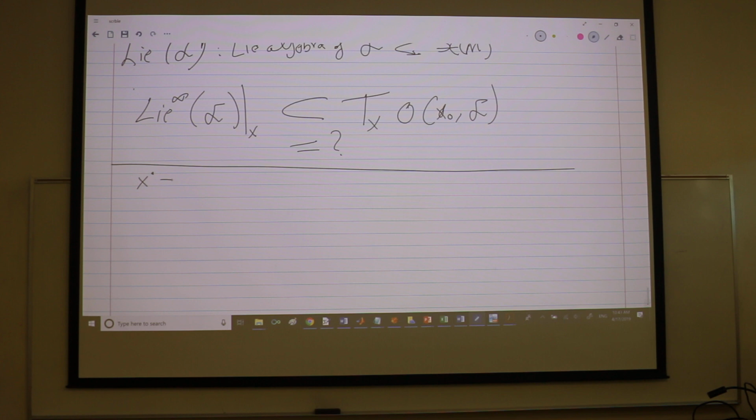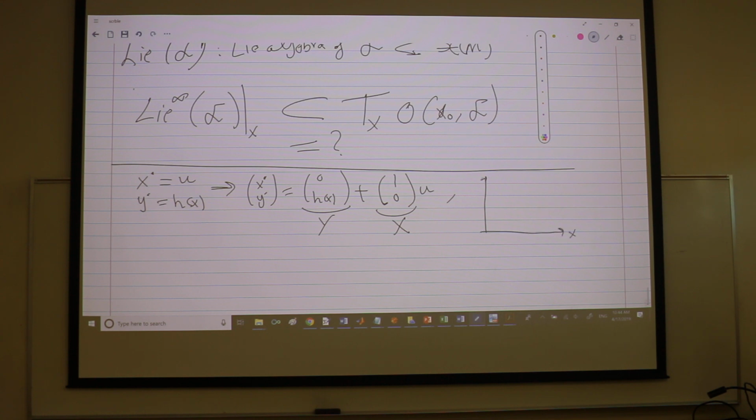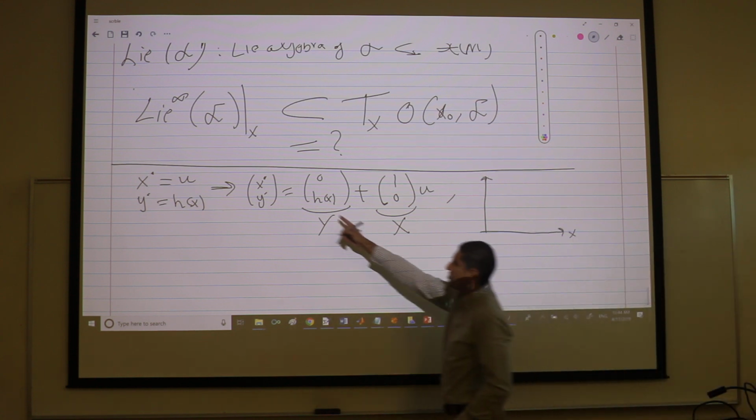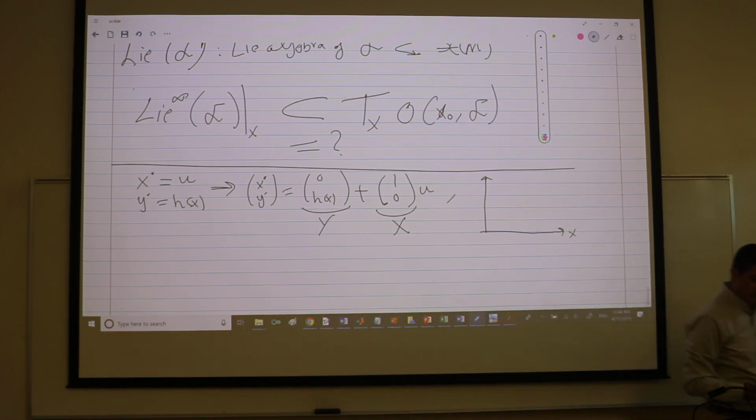Consider this differential equation. x dot equals 0, u is a control. y dot equals h of x. So in our language, we have two vector fields: (0, h of x) plus (1, 0) times u. Say this is x, and this is y. But I will have a very particular h of x here. Remember, this is two-dimensional. h is just a function of the first argument, x.